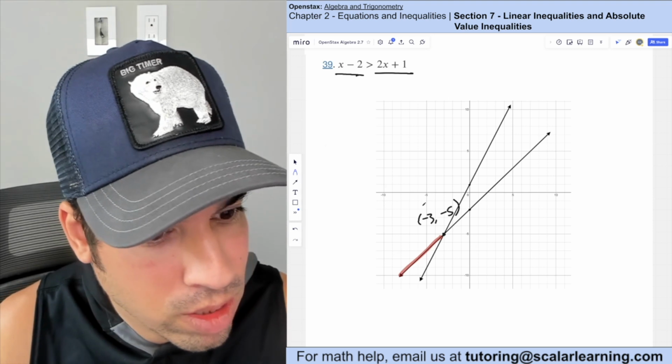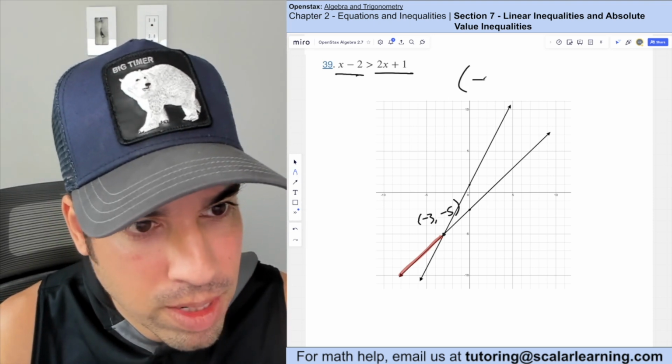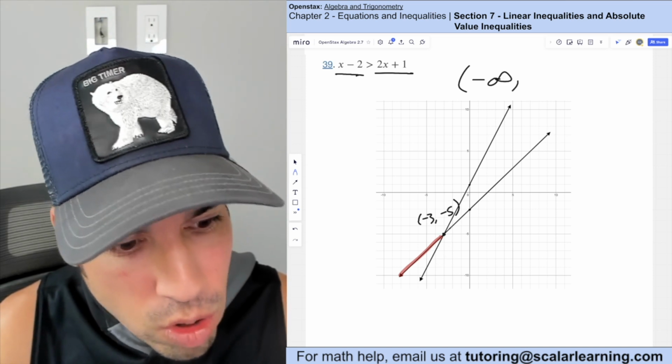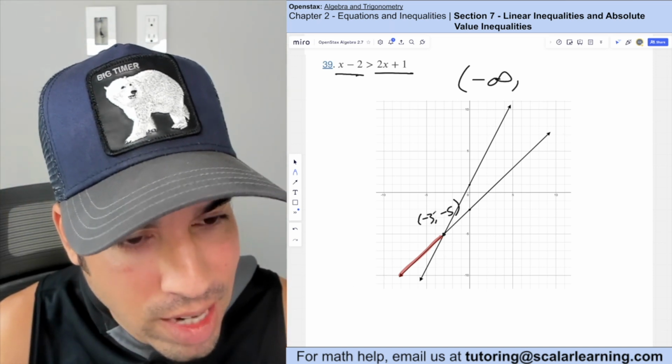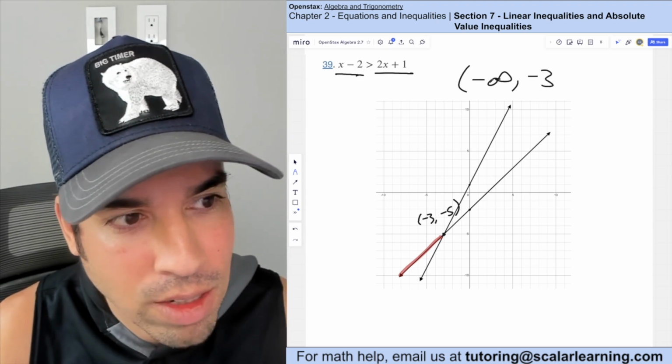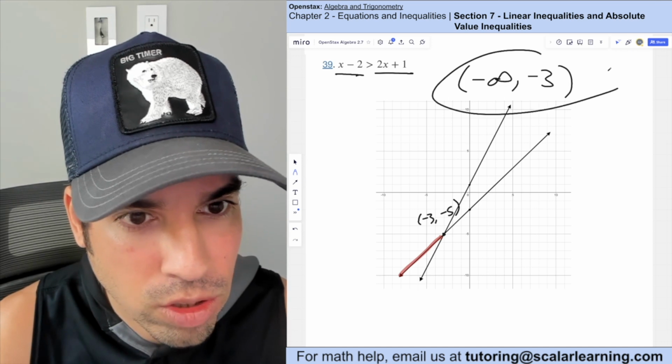So if we want to put this solution in interval notation, it's everything from -infinity, right? Because all the way back, it'll continue to be greater. -infinity up to that x value of -3, but not including it because it's greater than, not greater than or equal to. So there's your answer, done.